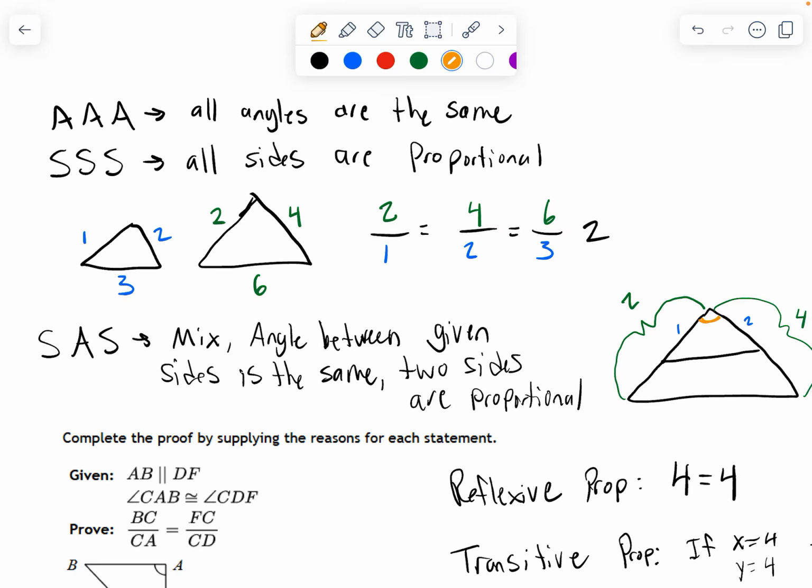So first off, there's three ways to prove similar triangles. You must have angle, angle, angle, side, side, side, or side, angle, side. If you have angle, angle, angle, all angles are the same. All three numbers are the exact same number in both triangles that you are looking at, period. Side, side, side, all sides must be proportional.